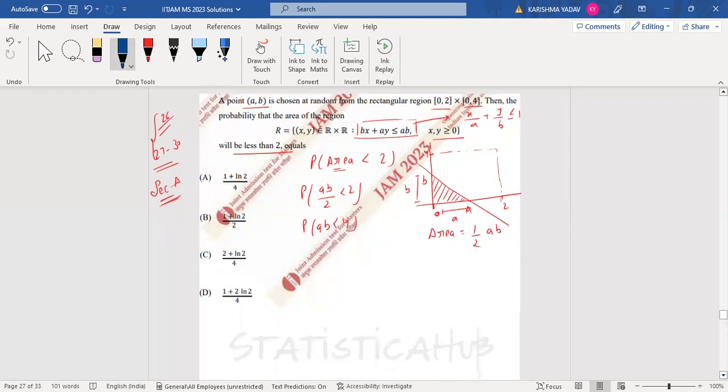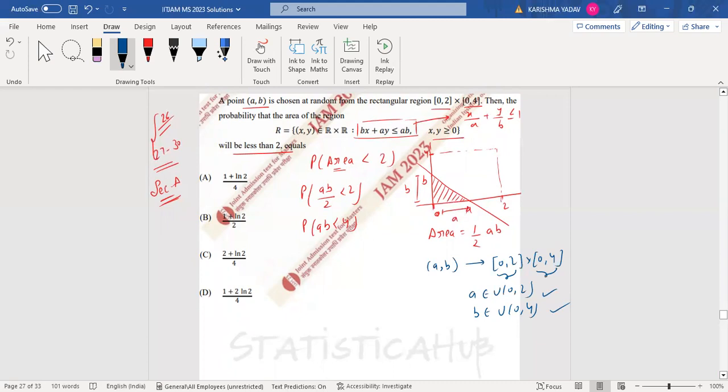Okay, now look at this. We have been given that this point (A, B) is being chosen from the region [0, 2] cross [0, 4]. That A would lie in this region. A was being chosen from [0, 2] and B was being chosen from these points. Okay, so by taking out the uniform distribution, I can say that A is following uniform (0, 2) and B is following uniform (0, 4) distribution, right? We can use this property here. Okay, so I got that A and B are following uniform distribution.